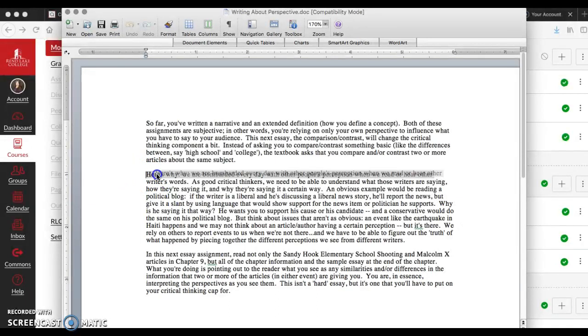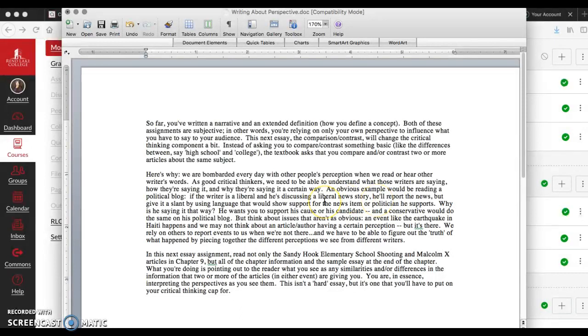We are bombarded every single day with other people's perceptions when we read or hear other writers' words. So what you want to think about is the fact that not only are you maybe getting the news, but you're also getting some editorials with it. And that's a compare contrast where you want to start looking at who's telling me this? Why are they telling me this? Are they on one side or the other of the argument?